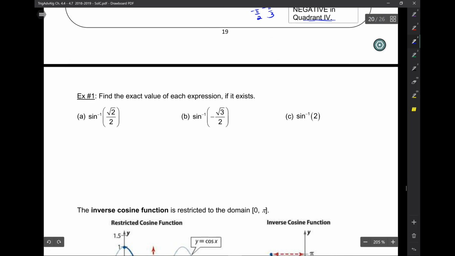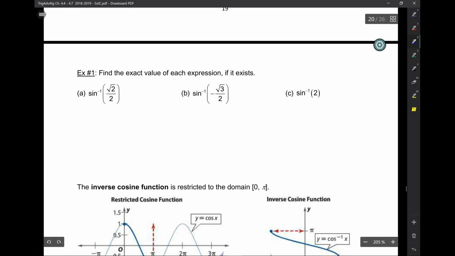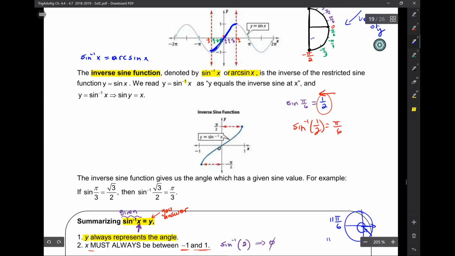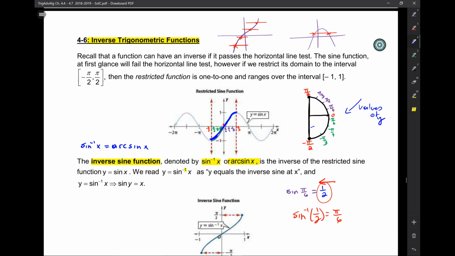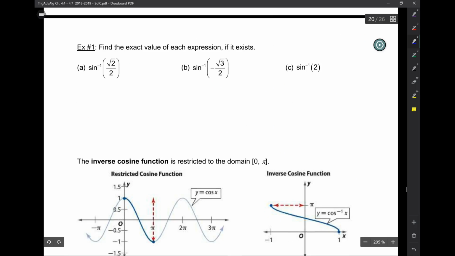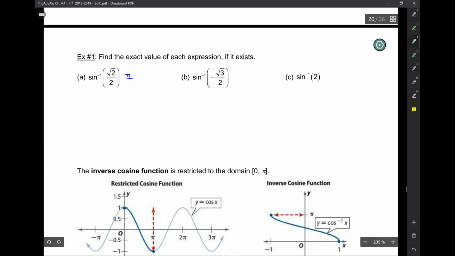Okay, so let's do an example. Inverse sine of root 2 over 2. What I'm asking is, for which one of these 9 angles is the sine root 2 over 2? Pi over 4. So I just say pi over 4. That's it. Okay.